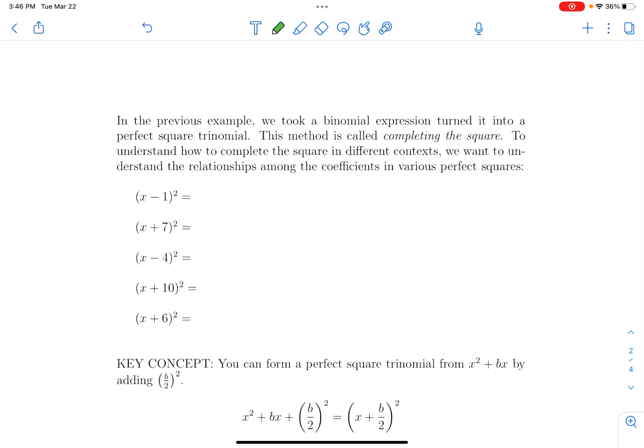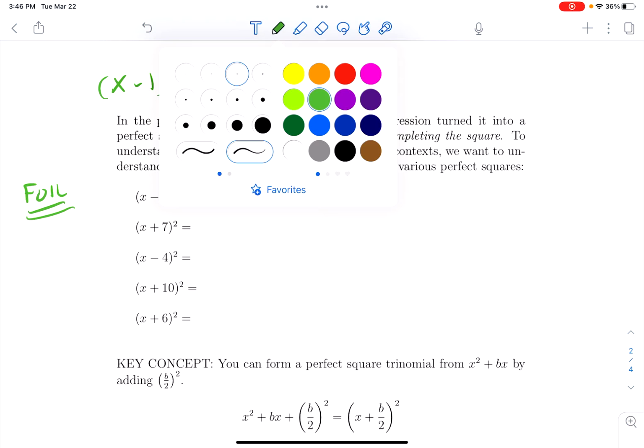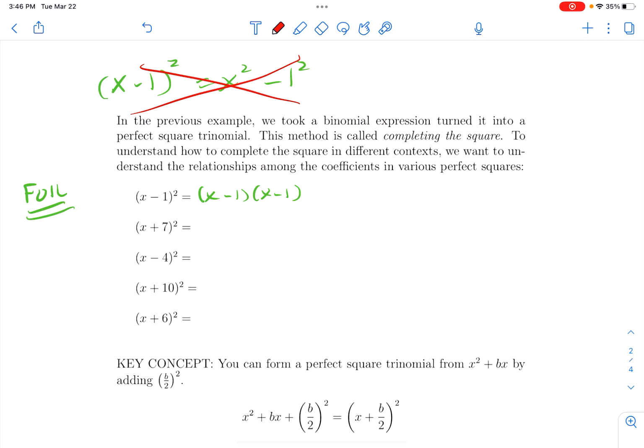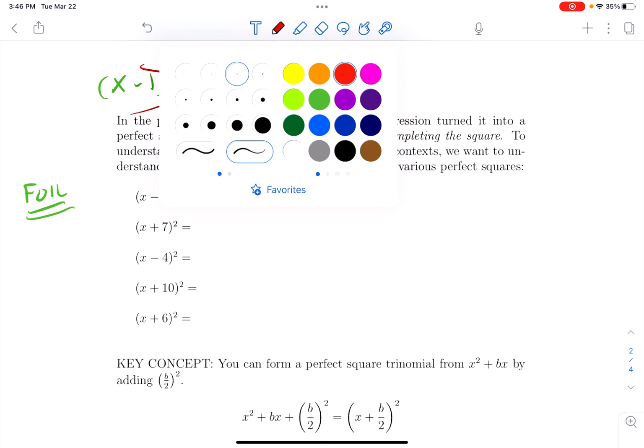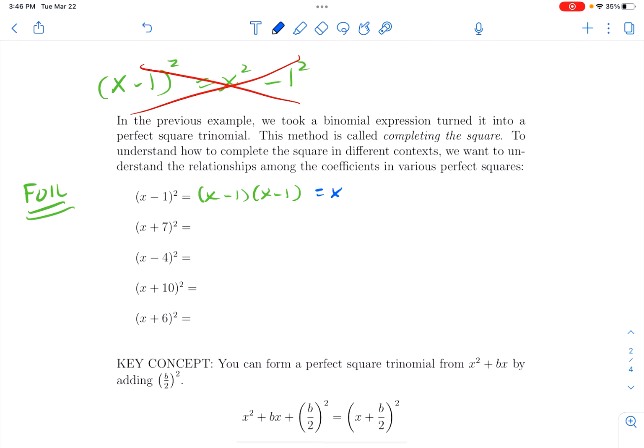So x minus 1 squared. Wait, that means x minus 1 times x minus 1. Make sure you FOIL these out. A popular mistake is to say like, oh, x minus 1 squared is just x squared minus 1 squared. That is wrong, wrong, wrong. FOIL this out, and you would get that this is x squared minus x minus x plus 1, which simplifies to x squared minus 2x plus 1.